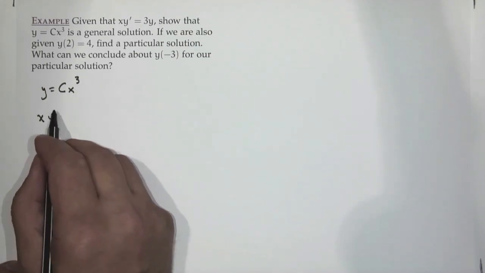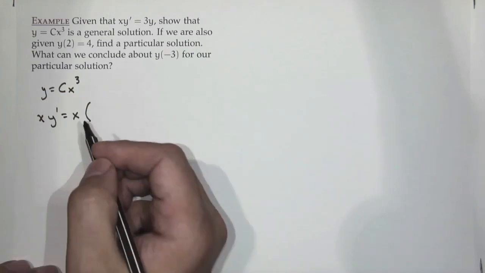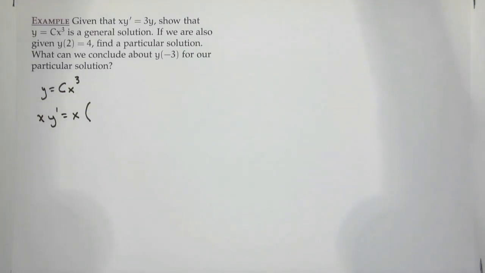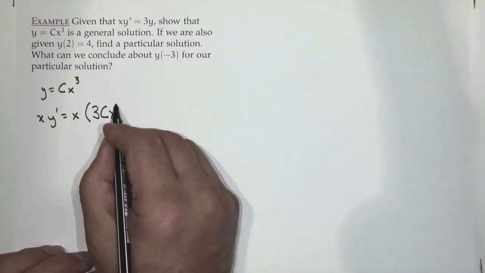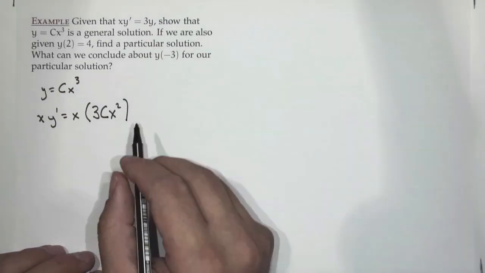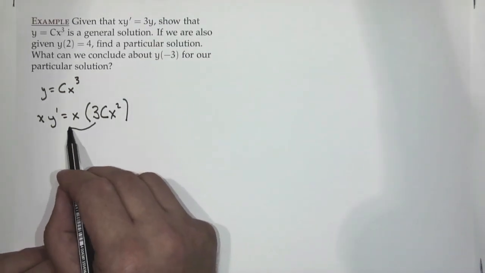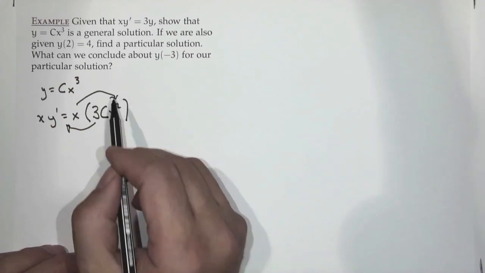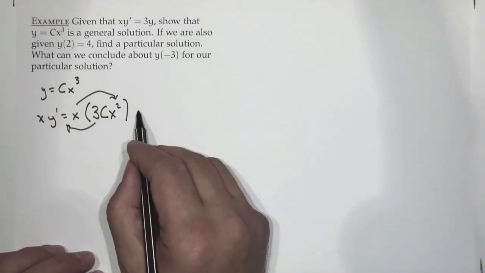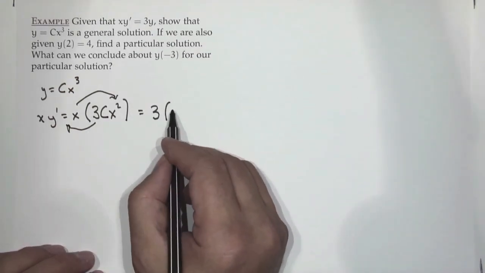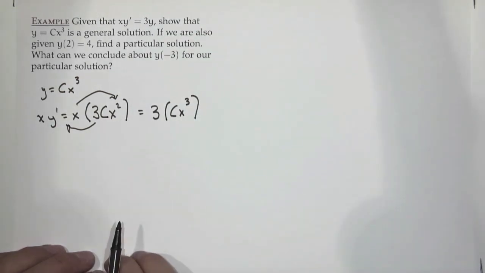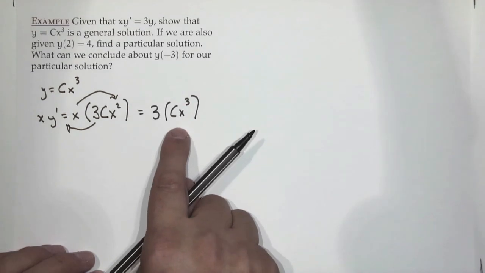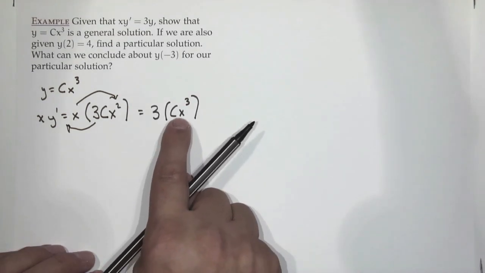So what is xy prime? Well, that's x times y prime. What's the derivative of some constant times x cubed? 3, the constant, x squared. So there's our y prime. We can move the 3 and put the x with the x. And so that would be 3 times a constant times x cubed. But what is that? 3y. So what is this part?